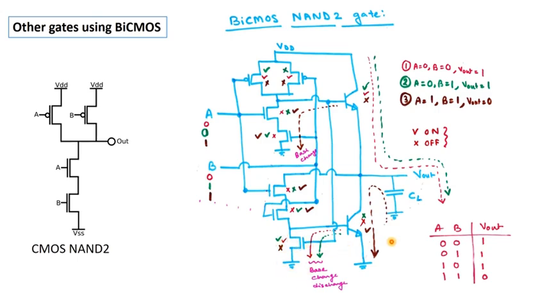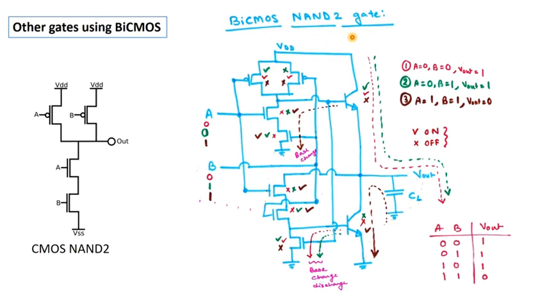As this is now discharging, what will be the output voltage? Output voltage will be equal to 0. So you can see here for the 1-1 combination the output voltage is equal to 0. So you see this truth table, which is really the truth table of a 2 input NAND gate. This justifies the operation of the BiCMOS NAND 2 gate.